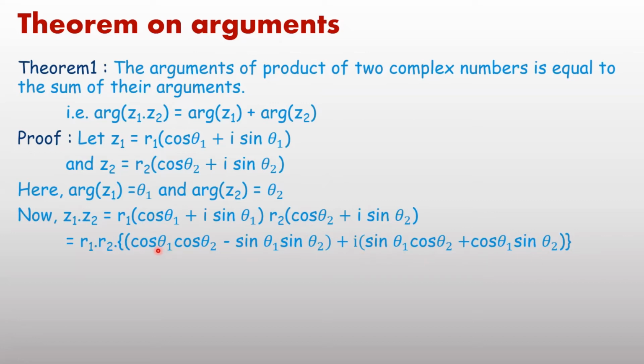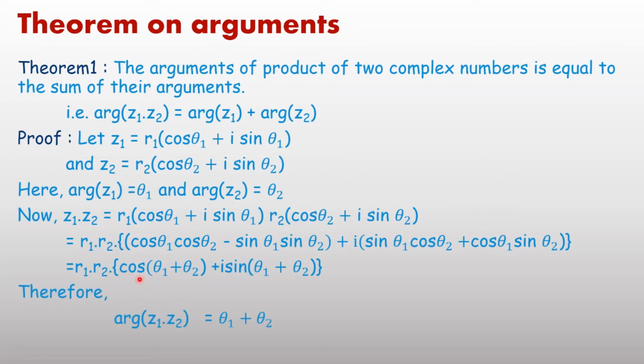Inside the bracket, by the formula cos A cos B minus sin A sin B, which means cos (A plus B), we get r1 r2 (cos (theta 1 plus theta 2) plus i sin (theta 1 plus theta 2)), because the formula for sin (A plus B) is sin A cos B plus cos A sin B. Therefore, the argument of z1 z2 we can write as theta 1 plus theta 2, which means argument of z1 plus argument of z2. In this way, the first theorem is completed: the argument of the product of two complex numbers is equal to the sum of their arguments.